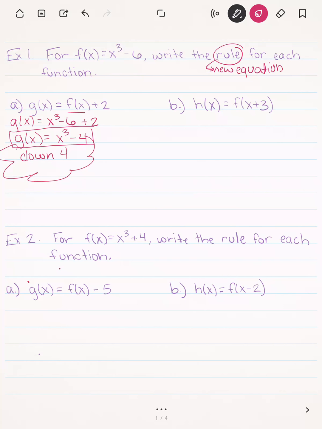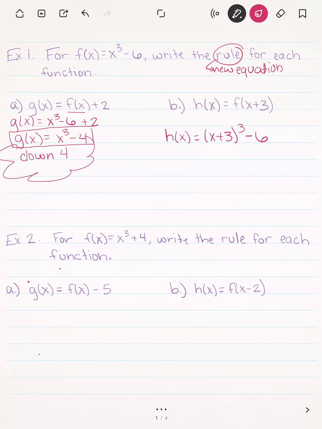Now, looking at B, notice that the f of x is no longer just f of x, it's f of x plus 3. So now, anywhere I see an x, I'm going to substitute in x plus 3. So my function is h of x, and then instead of x cubed, it's going to be x plus 3 cubed minus 6.